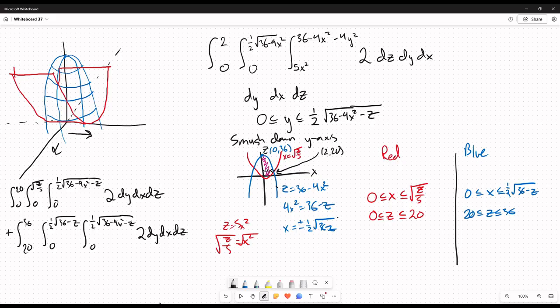The last thing we're going to do is the integral going x, z, y, and this one is going to be a treat. So we're going to have fun with it. Prepare yourself emotionally.